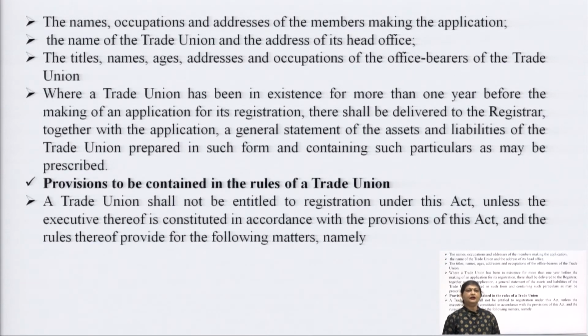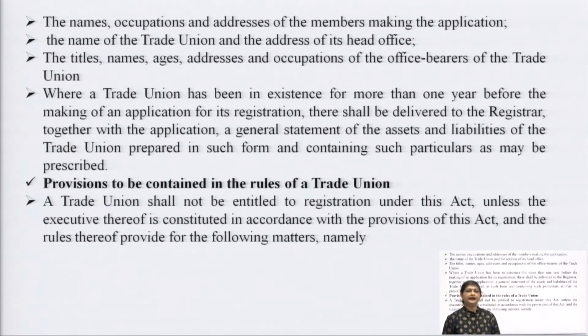Where a trade union has been in existence for more than 1 year before the making of an application for its registration, there shall be delivered to the registrar together with the application a general statement of the assets and liabilities of the trade union prepared in such form and containing such particulars as may be prescribed.